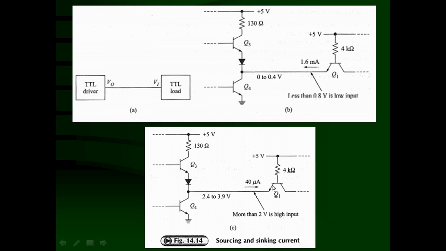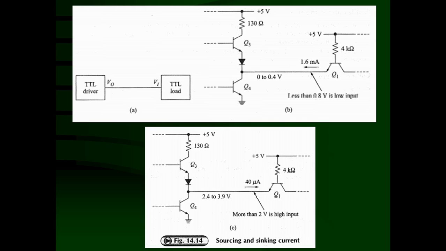In circuit B, you can see that this is the totem pole arrangement of the TTL driver: 130 ohms, Q3 transistor, diode D1 and Q4. Q3 and Q4 form the totem pole arrangement, and this point is the output of the TTL driver, which is connected to the TTL input circuit, that is, the TTL load. What is the input circuit? 4 kilo ohms resistance and transistor Q1 are there. So this point is the input. The output of this one is directly connected to the input.